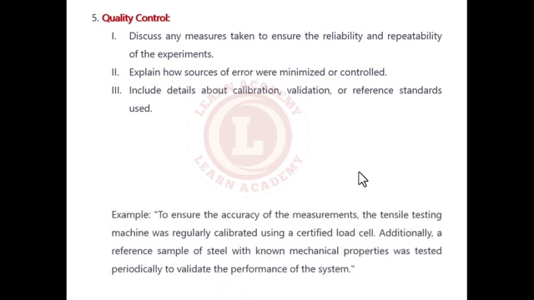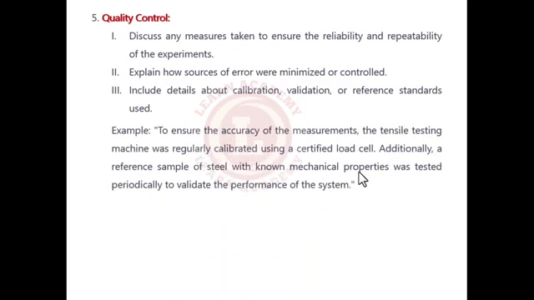For example, to ensure the accuracy of the measurement, the tensile testing machine was regularly calibrated using a certified load test. Additionally, a reference sample of steel with known mechanical properties was tested periodically to validate the performance of the system. So you can see how the measures taken were stated.